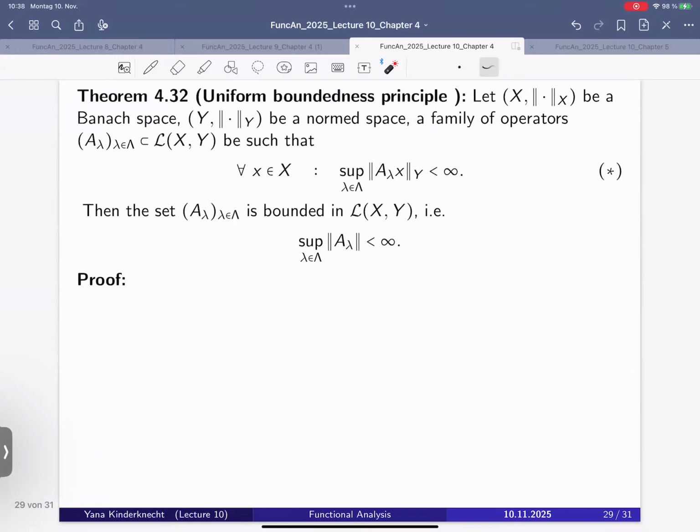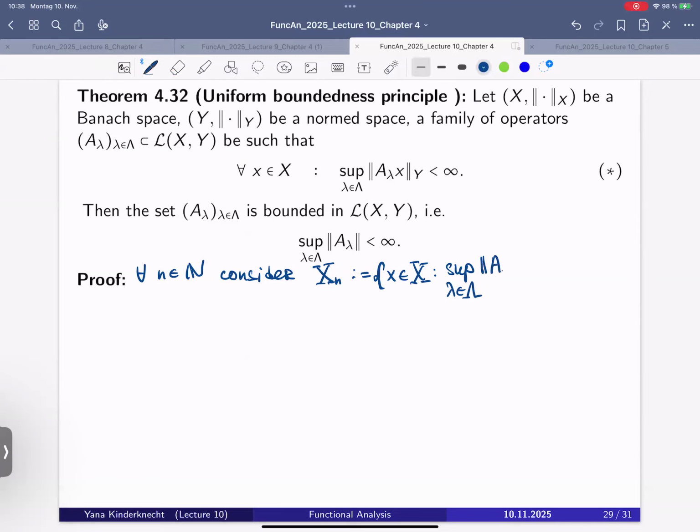So let us prove. For any natural n, consider the following set X_n, which is defined as follows. This is the set of all x in X such that the supremum over all lambda in big Lambda of the norm of A_lambda x, this is the norm in the space Y, is smaller or equal than n.